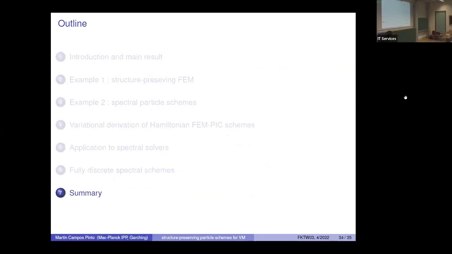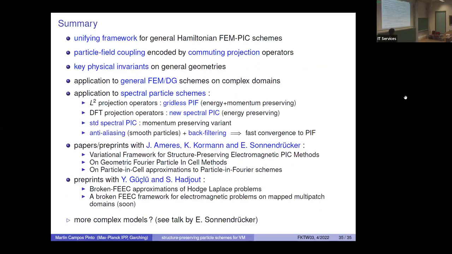And okay, so I conclude here. In summary, we have this unifying framework, and I would just like to acknowledge again my co-workers, Jakob, Katharina, Eric, Yaman, and Said. And there are some papers or preprints if you want to see more details. And the next talk by Eric will present extensions of these approaches to more complex models. Thank you.